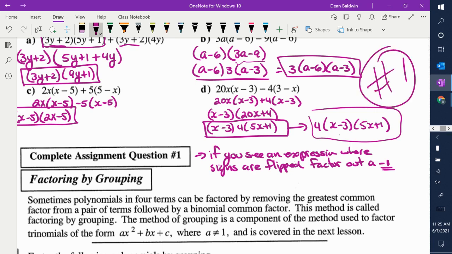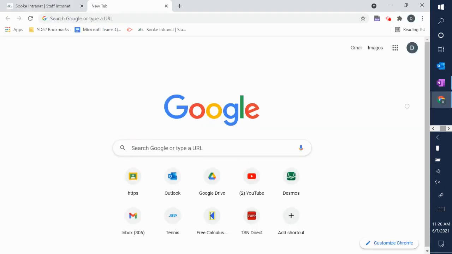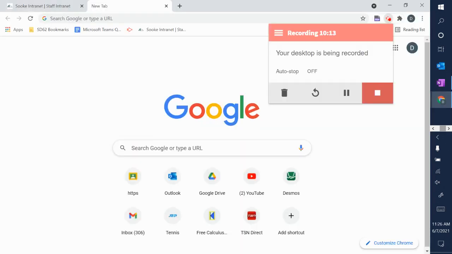Question number 1. You can come up and have a look at your test if you want. Just let me turn this off.